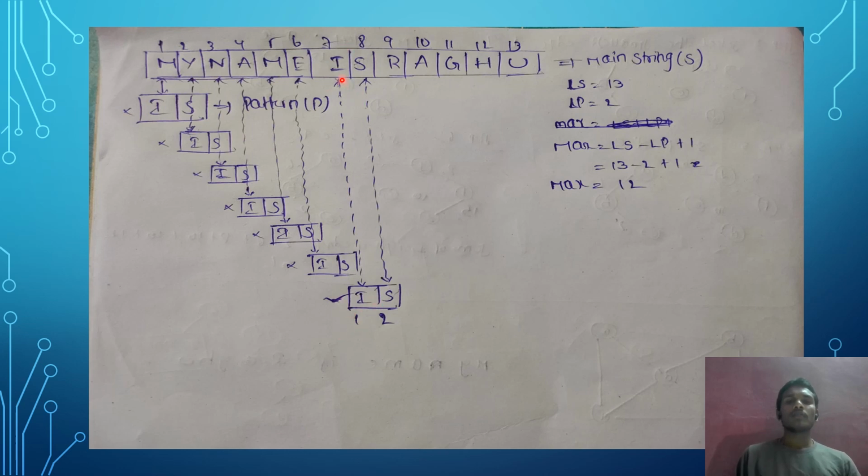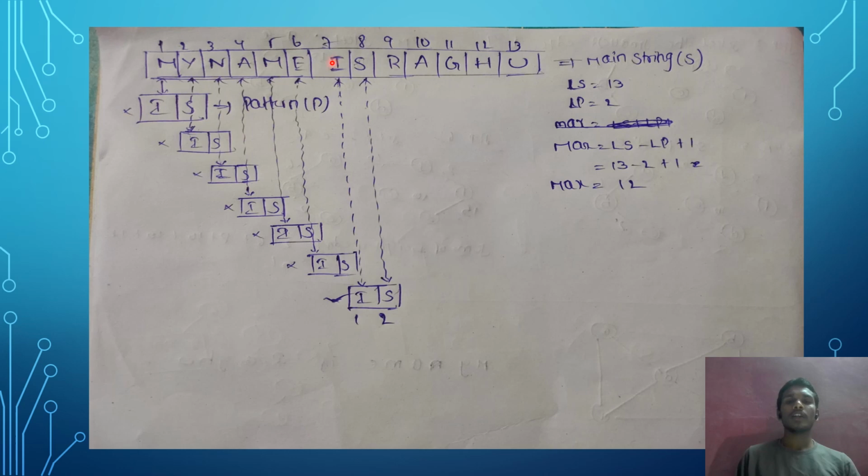Here I and I are matched. So successfully we have matched the first index of the pattern with the main string. Now we can go for the second index value of the pattern. Here also H is compared with S. Both are matched. So our pattern is found in the main string. Here we have successfully found the pattern in the main string.